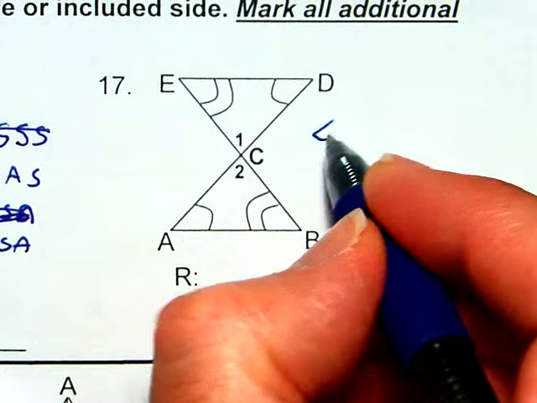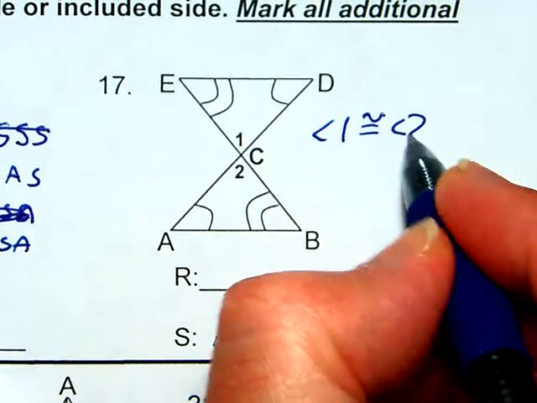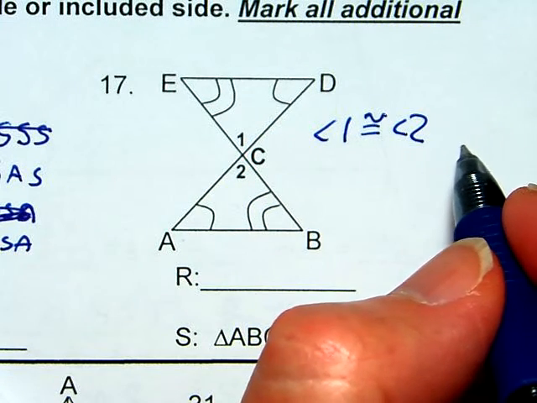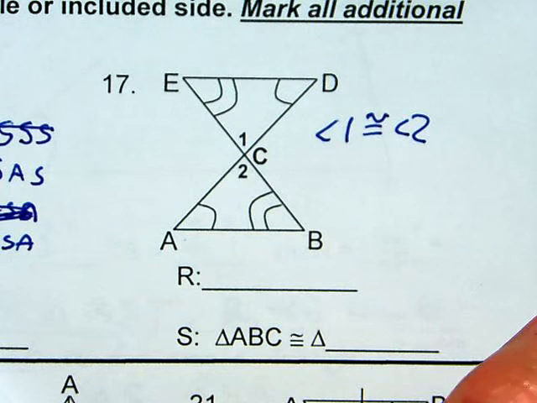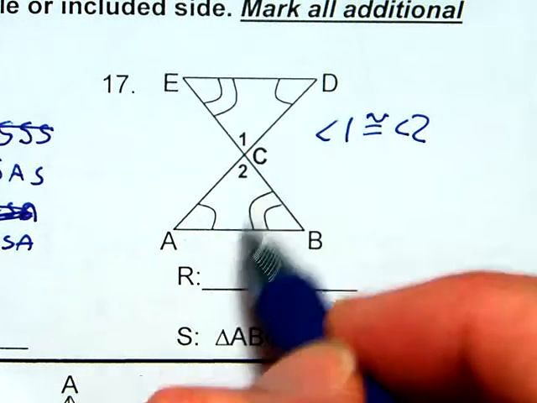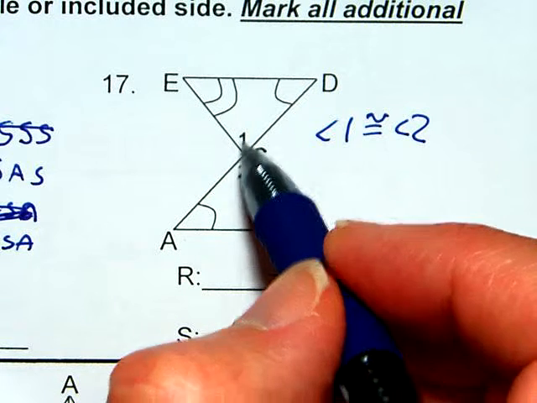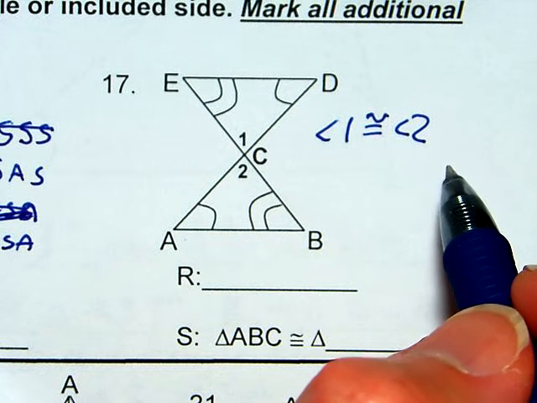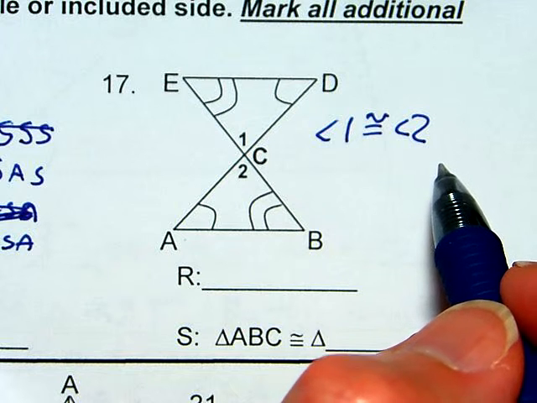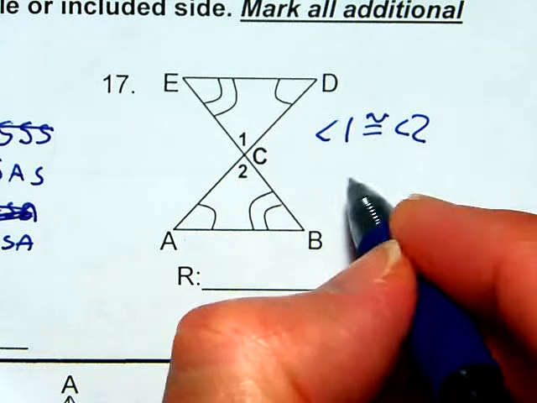Okay, so angle 1 is congruent to angle 2 for several reasons. One of the reasons is that they are vertical angles, and vertical angles are congruent. Another reason that they're congruent is because the other two angles of the triangle are congruent, and that automatically makes the third angles congruent, like we saw on the other side of the page. So what we've got here is three angles congruent.